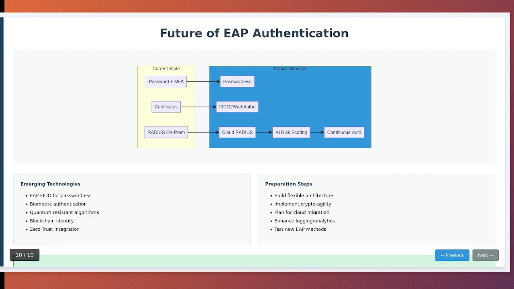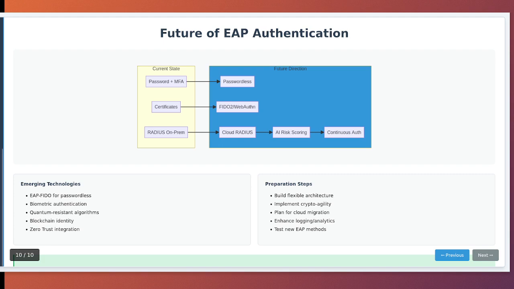EAP-TLS has always been passwordless, but now we are seeing methods like EAP-FIDO that integrate with platform authenticators and security keys. Imagine users authenticating to VPN with Face ID or Windows Hello. It is not science fiction, it is happening now. Microsoft's cloud-based certificate services and Apple's managed device attestation are making certificate deployment easier than ever.